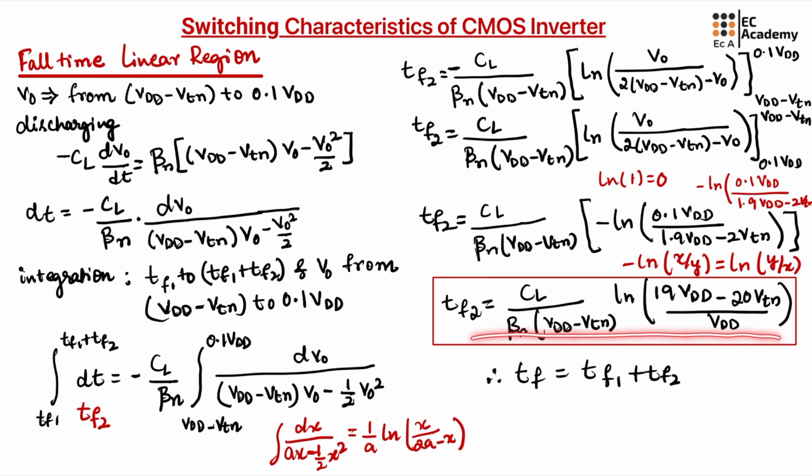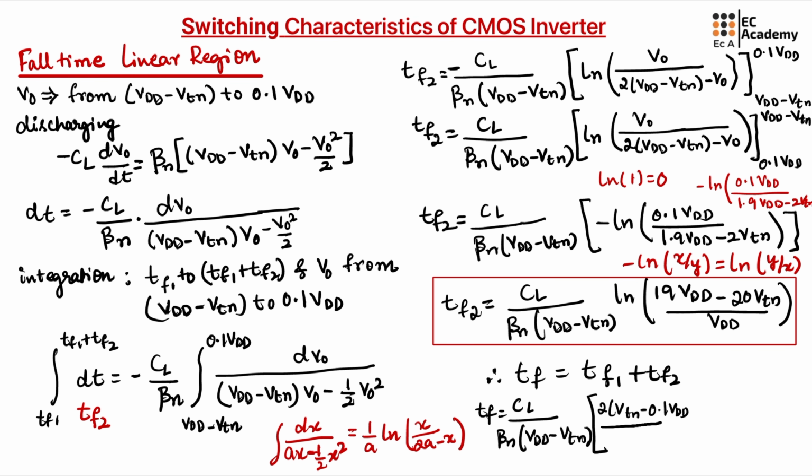So this is the equation for TF2, and if we add TF1 and TF2 we will get TF is equal to CL divided by beta n into (VDD minus VTN) multiplied with [(2 VTN minus 0.1 VDD) divided by (VDD minus VTN) plus ln((19 VDD minus 20 VTN) divided by VDD)].